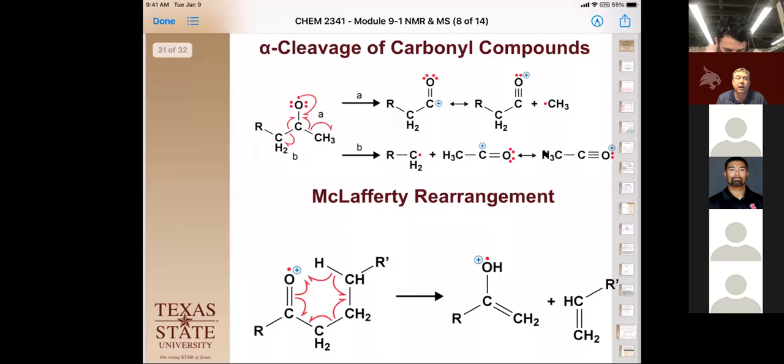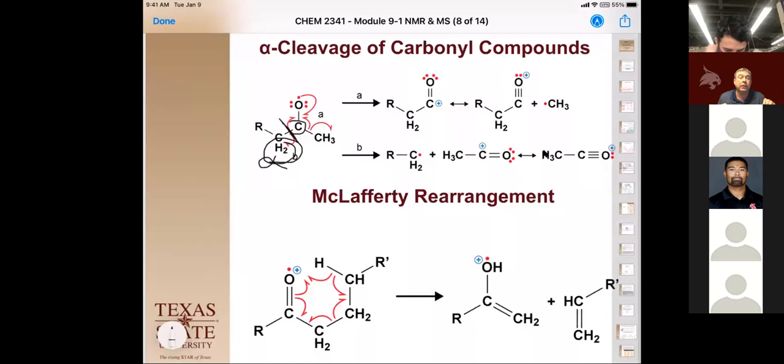And those hydrogens on those alpha carbons can help with a rearrangement, a radical-based rearrangement, where we break between the carbon with the carbonyl and the carbon next to it. So we're breaking that alpha carbon. If we have a carbonyl here, the one carbon next to it is our alpha carbon, and it's what we call alpha cleavage of carbonyl compounds.